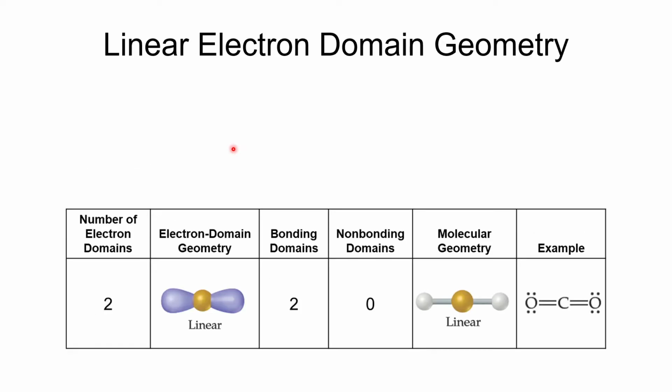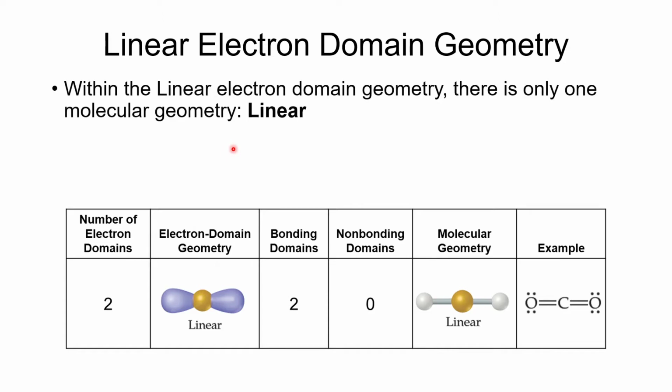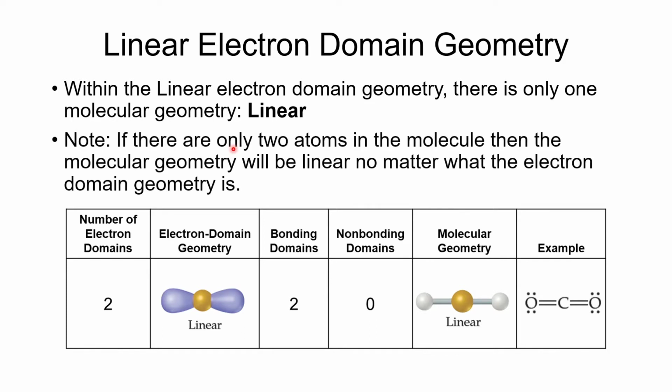So we'll start with the linear electron domain geometry. This is where we have 2 domains. When we have 2 domains, there's only going to be one molecular geometry, and that one molecular geometry will be linear. And if you have a lone pair, then you're only going to have 2 atoms. And if you only have 2 atoms in a molecule, then your molecular geometry is going to end up being linear no matter what, because 2 points make a line, so it has to be linear.